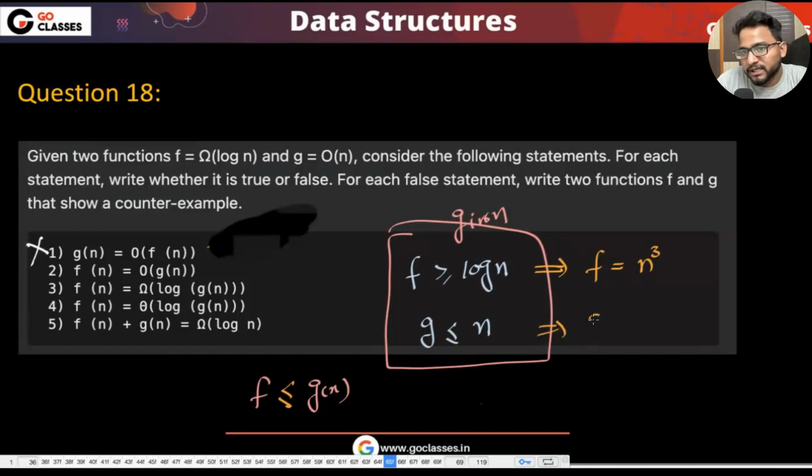And G can be any constant also. Let's suppose just one, or maybe log n. So n cube is not less than or equal to log n, right? For this example, this is false. So that's why this is false, right?